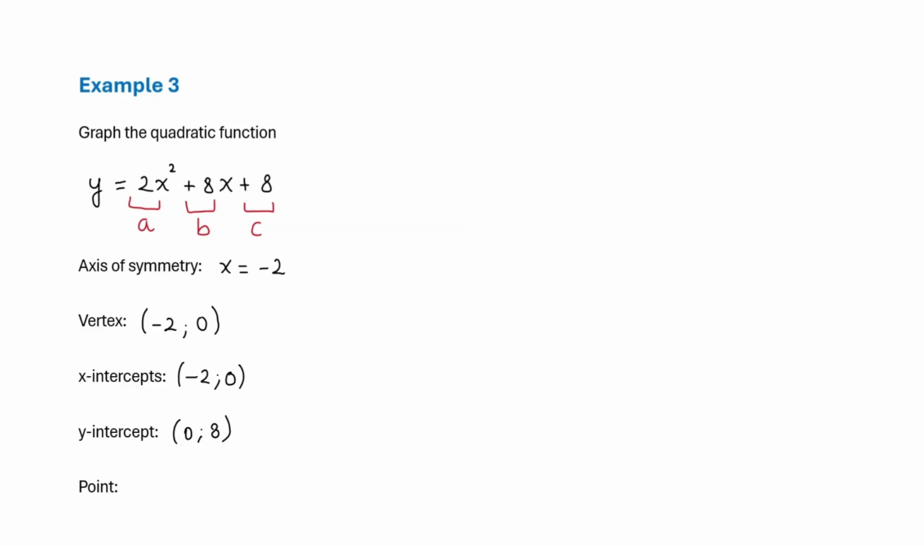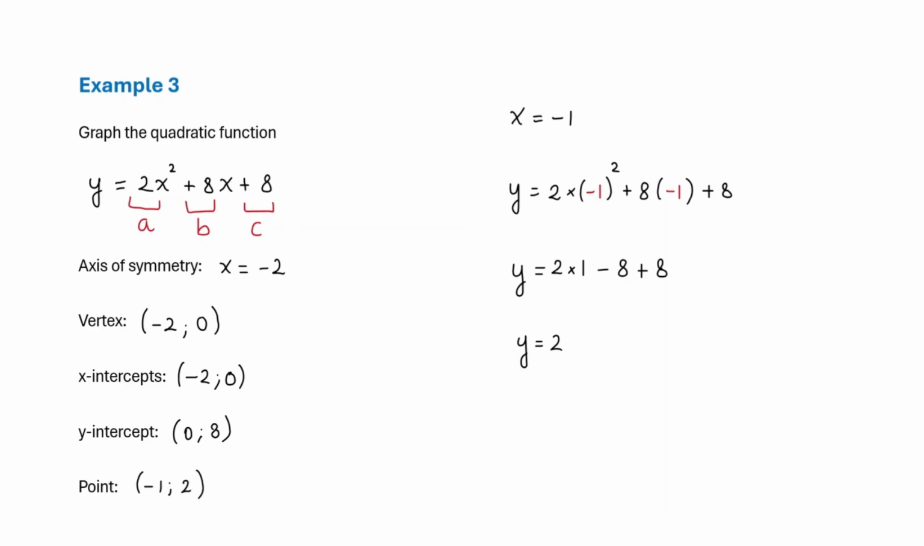The axis of symmetry is x equals negative 2, so let's choose a nearby value and try x equals negative 1. Substituting x equals negative 1 gives us y equals 2 times negative 1 squared plus 8 times negative 1 plus 8. That is 2 times 1 minus 8 plus 8, which gives us y equals 2. This gives us the additional point negative 1, 2.